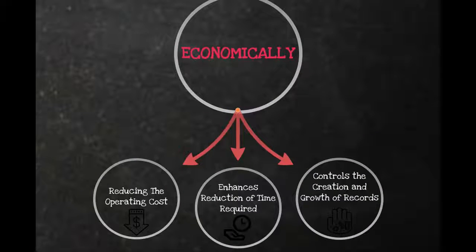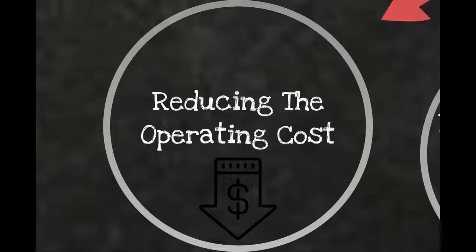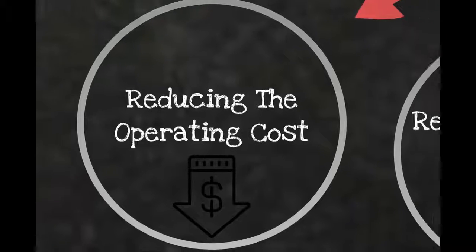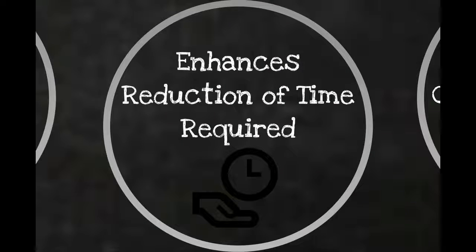Next, there are three economic impacts of records as a strategic business resource. First is reducing operating costs. An organized filing system will help to save costs of handling, such as the cost of filing equipment, space in the office, and staff to maintain an organized filing system, especially when it involves misfiling. Second is enhanced reduction of time required.